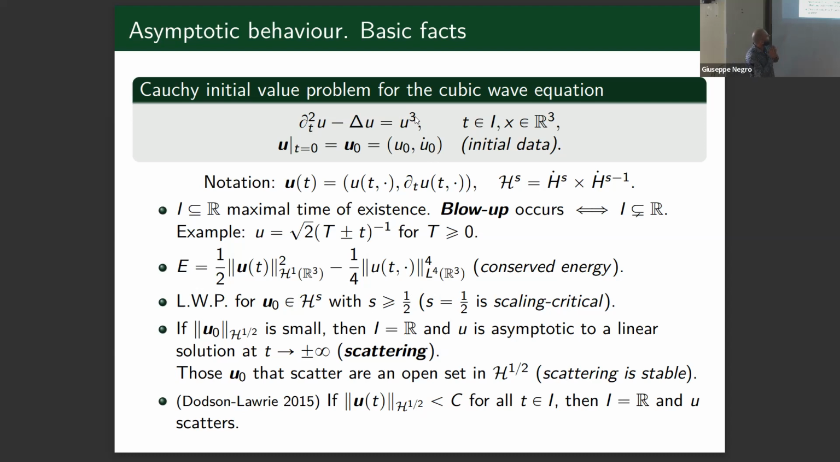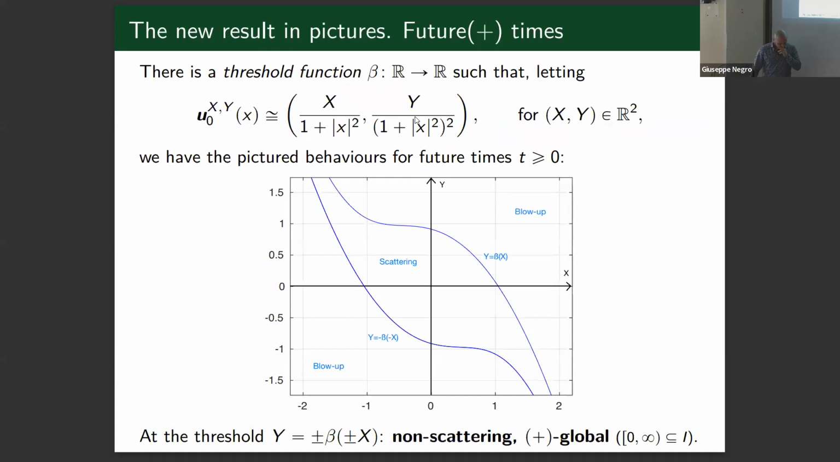So let's leave this slide. This was a kind of crash course in the cubic wave equation. What are we studying? Asymptotic behavior. Which kinds of asymptotic behaviors did we see? Two kinds, blow up and scattering. And what is the intuition? Scattering is small, blow up is large. This is the intuition.